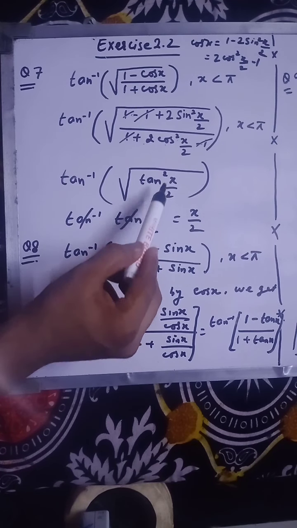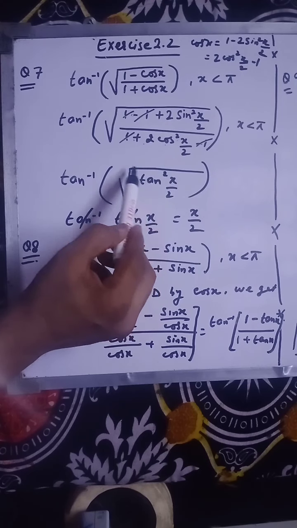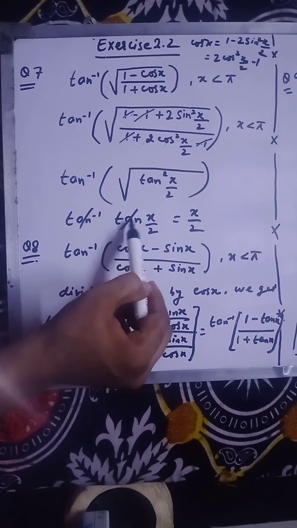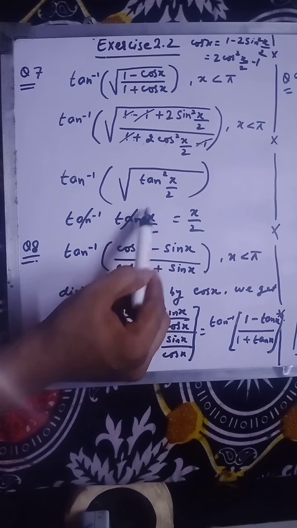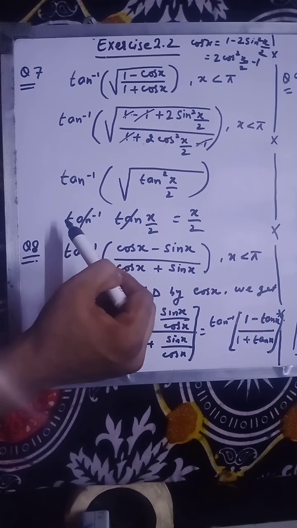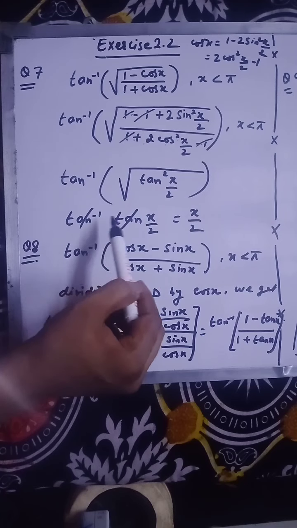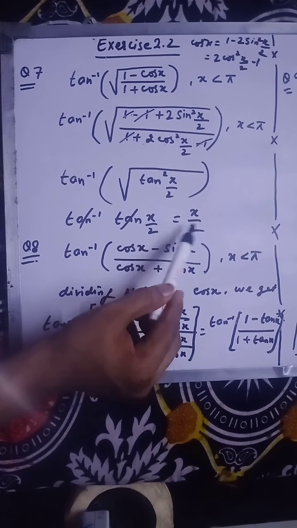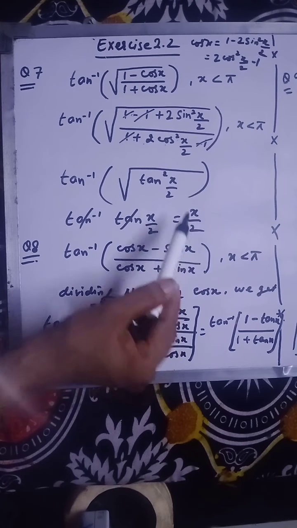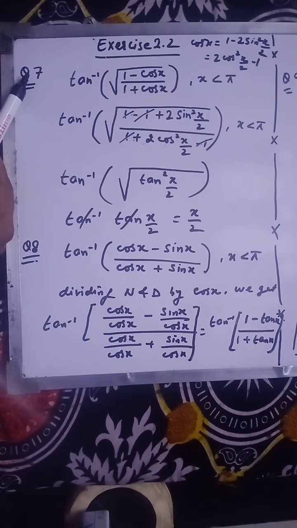Now this tan square x by 2 within the root can be written as tan x by 2, and this tan will also cancel out. So you will get x by 2. So this is the simplest form of question number 7.